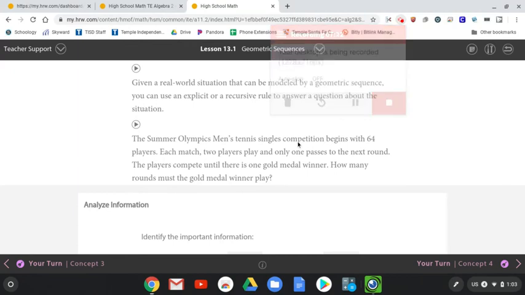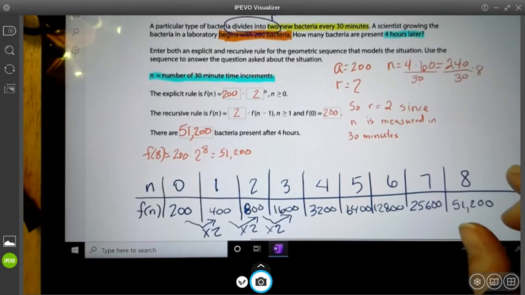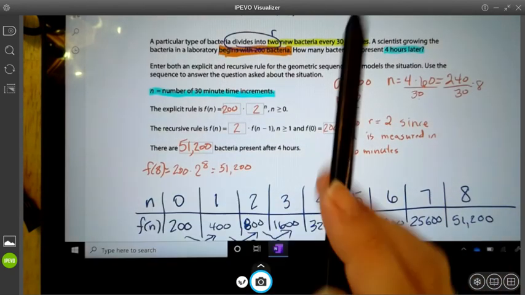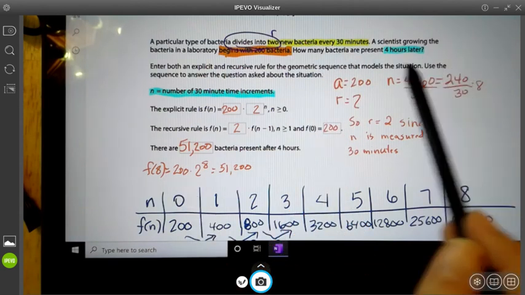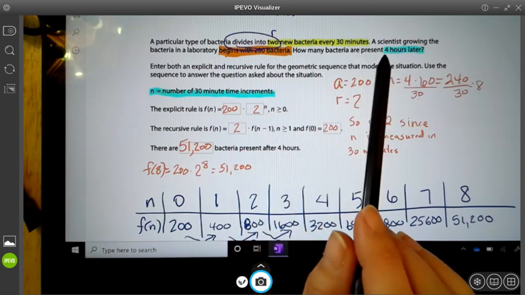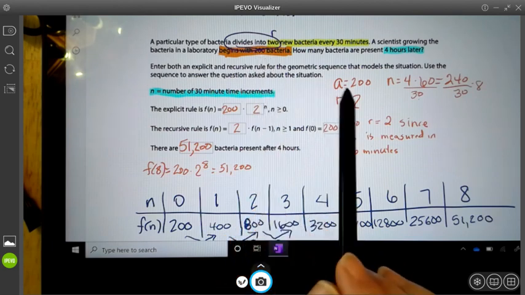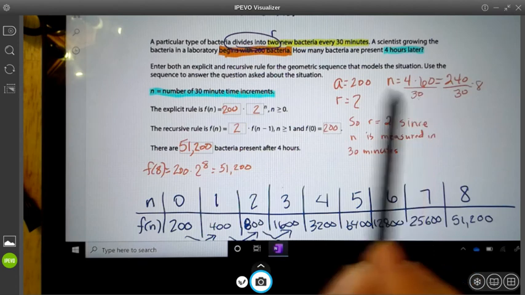Okay, given a real-world situation that can be modeled by a geometric sequence, you can use an explicit or recursive rule to answer the question about the situation. So we have another problem example. A particular type of bacteria divides into new bacteria every 30 minutes, which means it doubles every 30 minutes. You begin with 200, so we're trying to figure out how many bacteria would be there after 4 hours. So our R becomes 2, our A becomes 200, and to find N, we take 4 hours times 60 minutes divided by the number of increments. Since N is in 30-minute increments, we're dividing by 30.